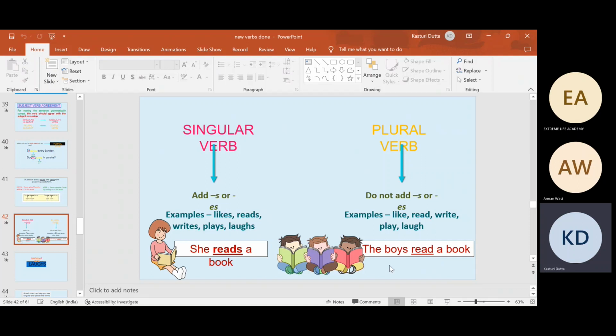Can the sentence be seen? The sentence, the boys. The boys read a book. Tell me why the boys read a book. Why not the boys reads the book? Because boys is a plural subject. So it's a plural subject, the verb has to be single. S will not get added. You understand? This is a lifetime rule.